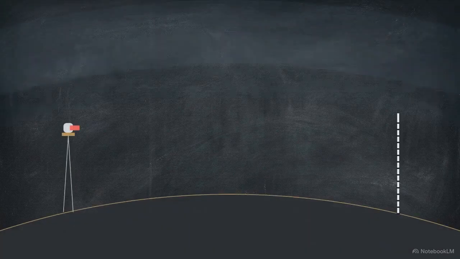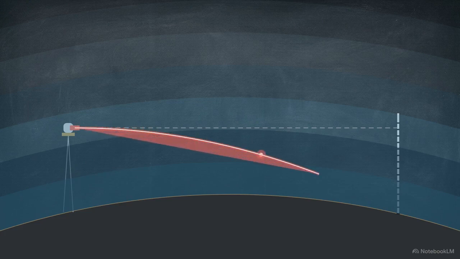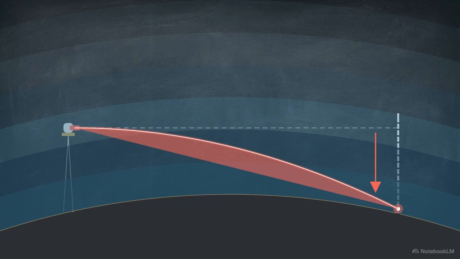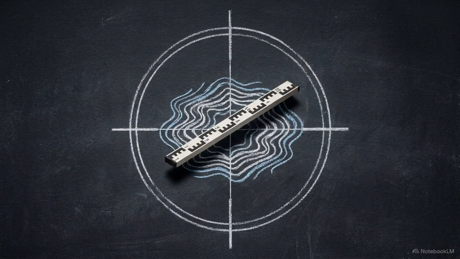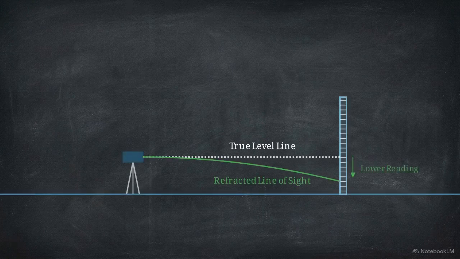The Earth's atmosphere is not uniform. It is a gradient of varying air densities. As the optical line of sight passes through these layers, the light physically bends downward toward the denser air near the surface. Perversely, this downward bending of light causes the target object to appear higher through the lens than it physically sits on the ground. Because refraction pushes the visual target up, the staff reading is artificially lowered. The correction factor is a positive adjustment.